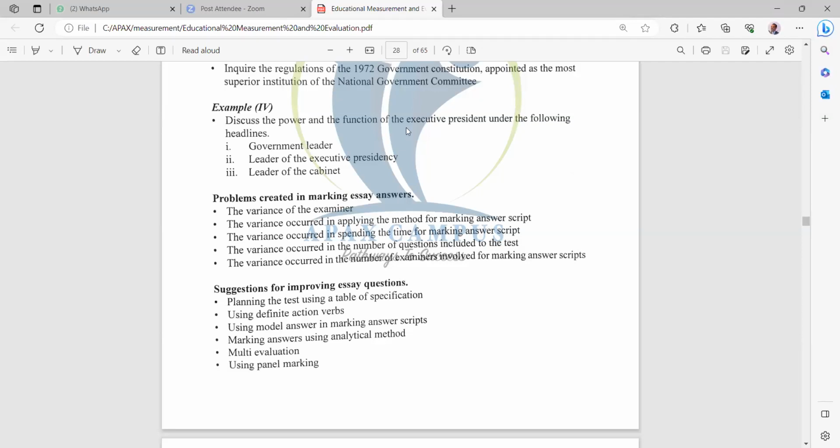So in so many different ways, there can be variance, differences, right? So we don't know what result will come in these matters. So there are some problems created in marking, applying the method for marking answer script. So spending time for marking answer script. So different people will spend different amount of time for the same question. So that depends.